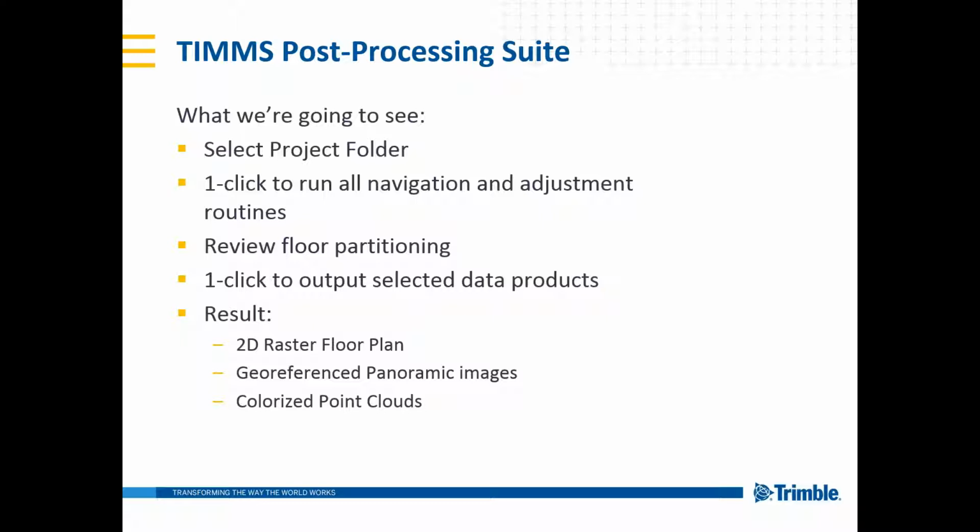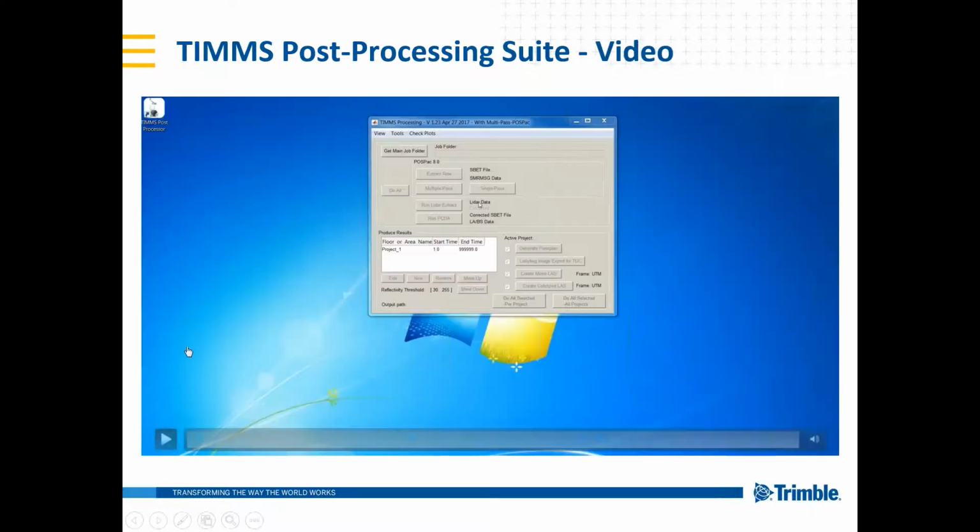We're going to select the project folder exactly as it came off of the cart. One click will run all of the navigation and adjustment routines. And we'll do a quick review of how we did the floor partitioning to make sure that everything labeled floor 2 is really on the second floor. Another click to output everything that we asked for it to output, and we're good to go. So it's a pretty short video. We'll just jump right into it. There's really not too much to look at.